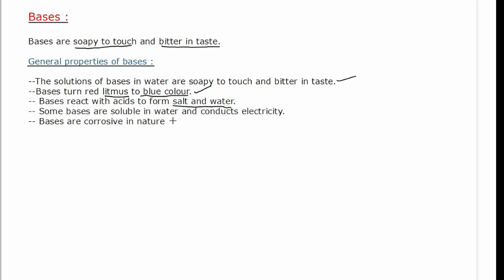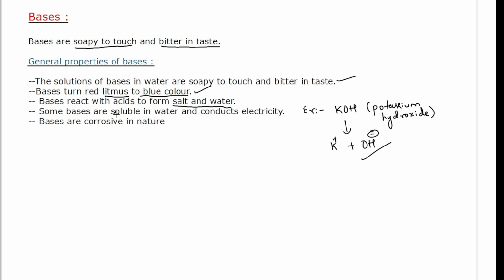Then, some bases are soluble in water and conduct electricity, because bases will produce ions when they are dissolved in water. For example, KOH, which is potassium hydroxide. The aqueous solution of potassium hydroxide will produce K plus ions and OH minus ions. The basic property is mainly due to the presence of these OH minus ions. We will learn about the solutions of acids and bases in the later part also. Now remember, these bases conduct electricity due to the formation of ions in water.